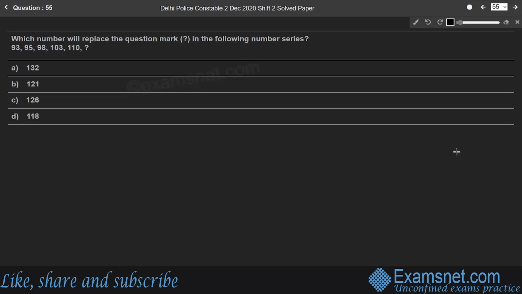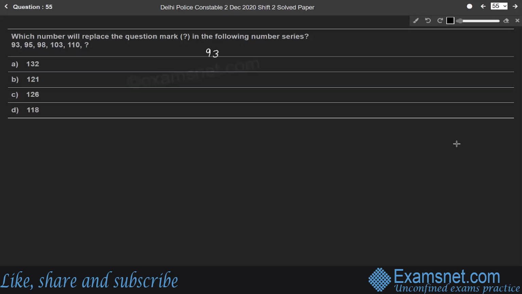Question 55. Which number will replace the question mark in the following number series? The series is like this: 93, 95, 98, 103, 110. We have to find the next number. Here the difference between 93 and 95 is 2, whereas between 95 and 98 is 3. 98 to 103, the difference is 5. 103 and 110, the difference is 7.